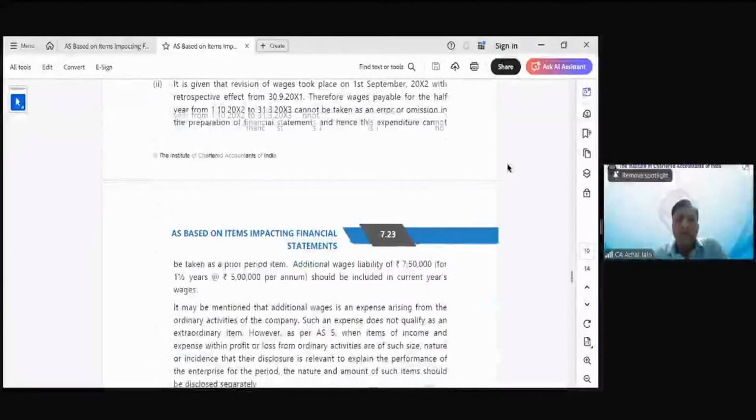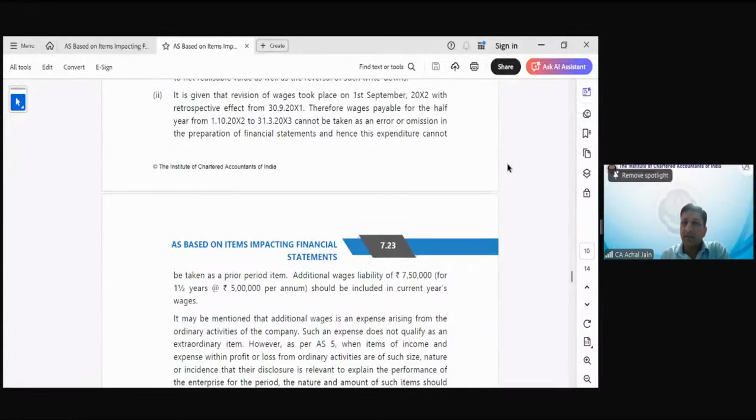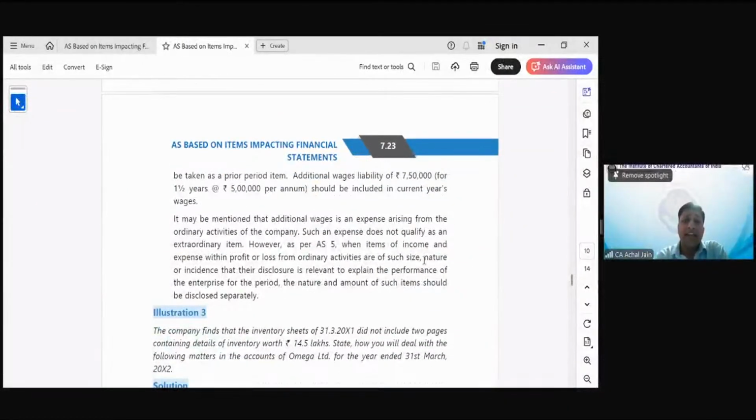Okay, so if you read the solution, first of all it is explaining, and then it says it cannot be taken as error or omission. So the question is saying it's not a prior period item. Do you agree with this? Yes, sir. Okay, very good. Then it says it may be mentioned that additional wages and expense arise from the ordinary course, so that's why it's not an extraordinary item. Do you agree with this? Yes. So two things have been removed. While answering that, it's saying it's neither prior period nor extraordinary.